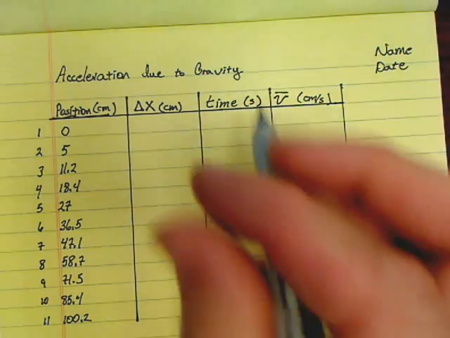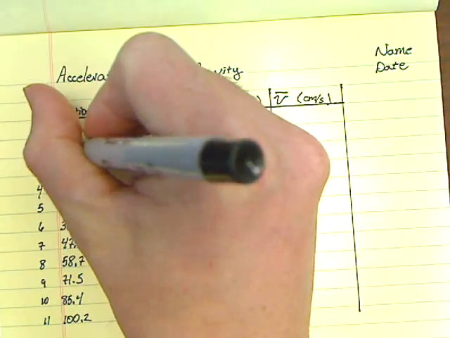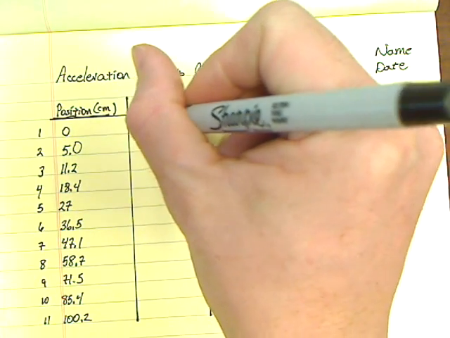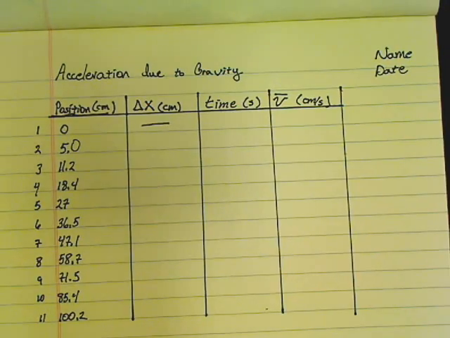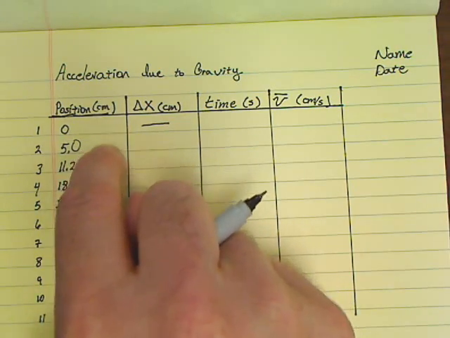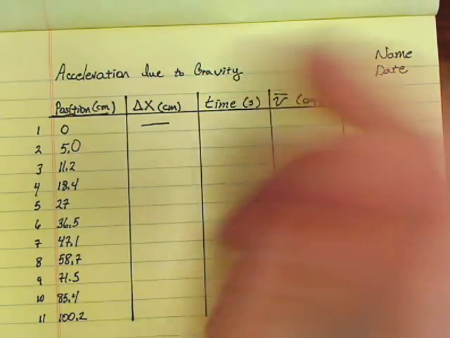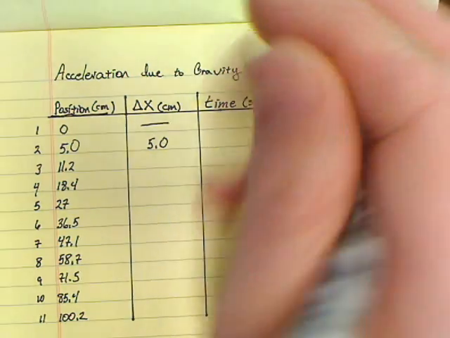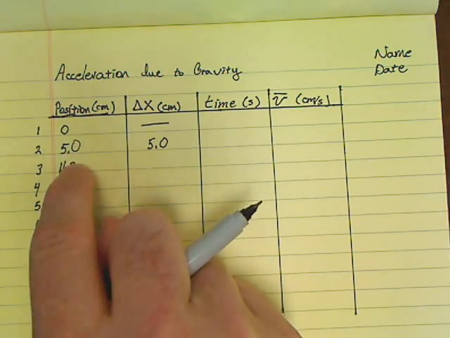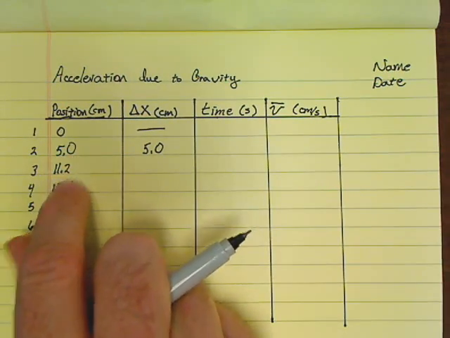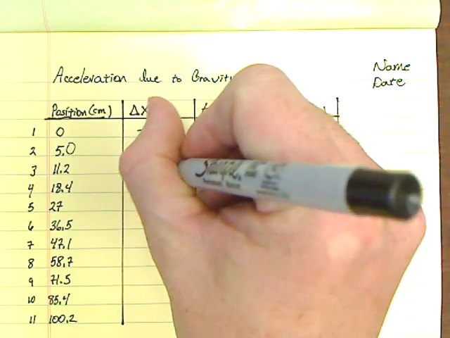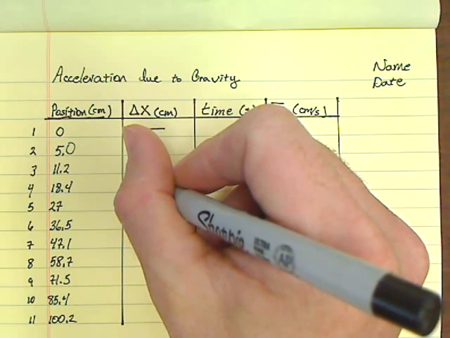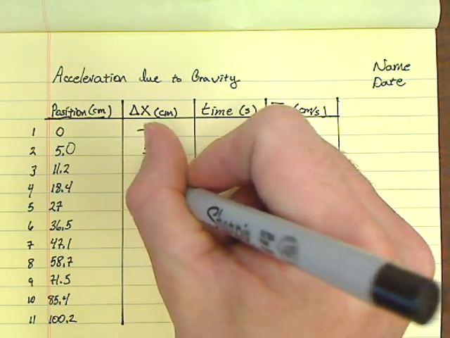So the first thing I need to do is determine the distance between each one of these positions. My first position, there's not going to be anything there. But what is my distance between my first two positions? The distance between 0 and 5 is 5.0. Then I take the difference, 11.2 minus 5, that's going to be 6.2. And then 18.4 minus 11.2, that's going to be 7.2.